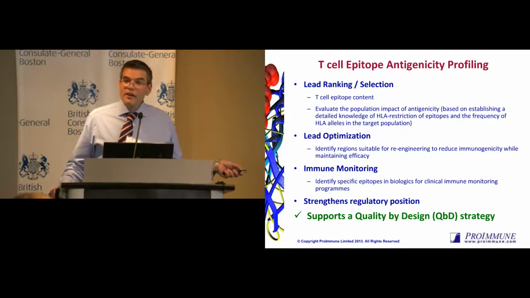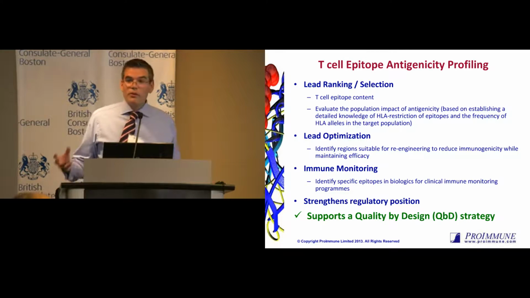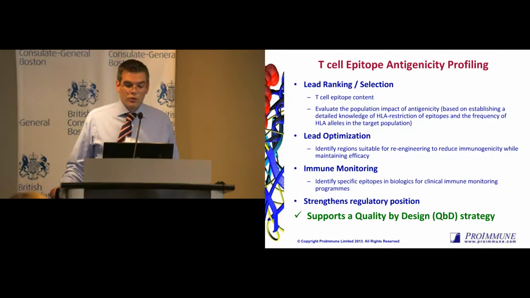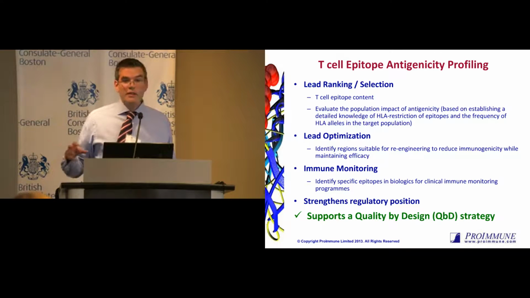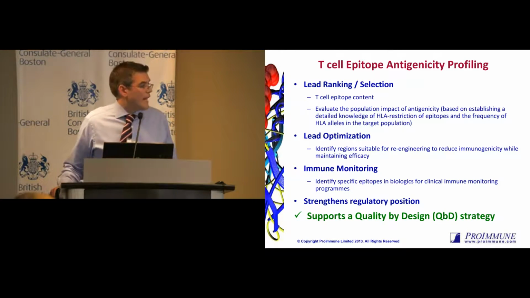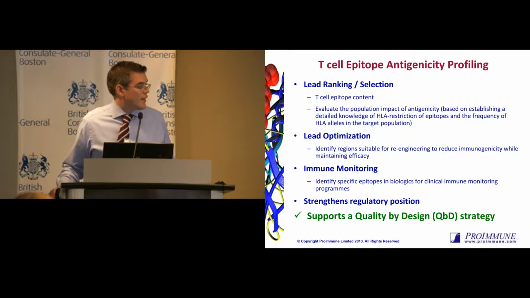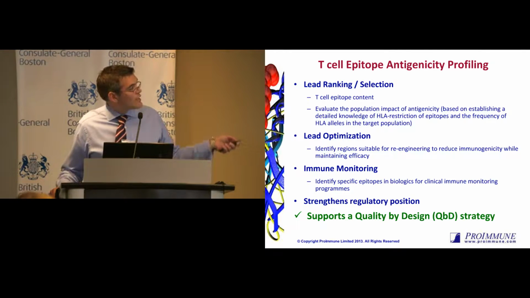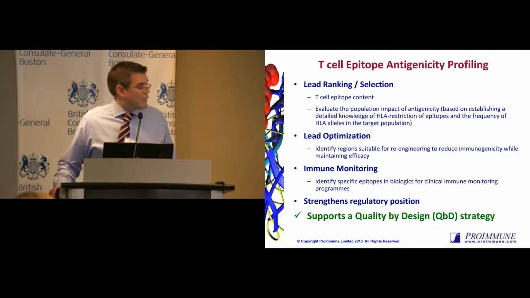You may want to identify specific epitopes in your biological molecule, not from a point of view of designing a molecule or selecting a different candidate, but actually to identify epitopes for then monitoring in patients. So more to do with biomarker discovery and as a tool to then monitor the presence of these T-cell or even B-cell responses in patients receiving the therapeutics. So all this information can be really built together to support a strong regulatory position.